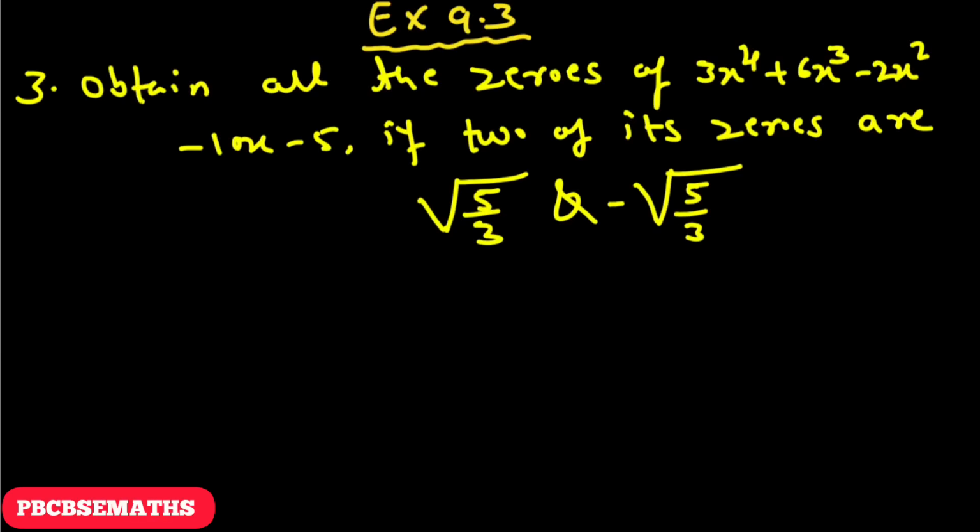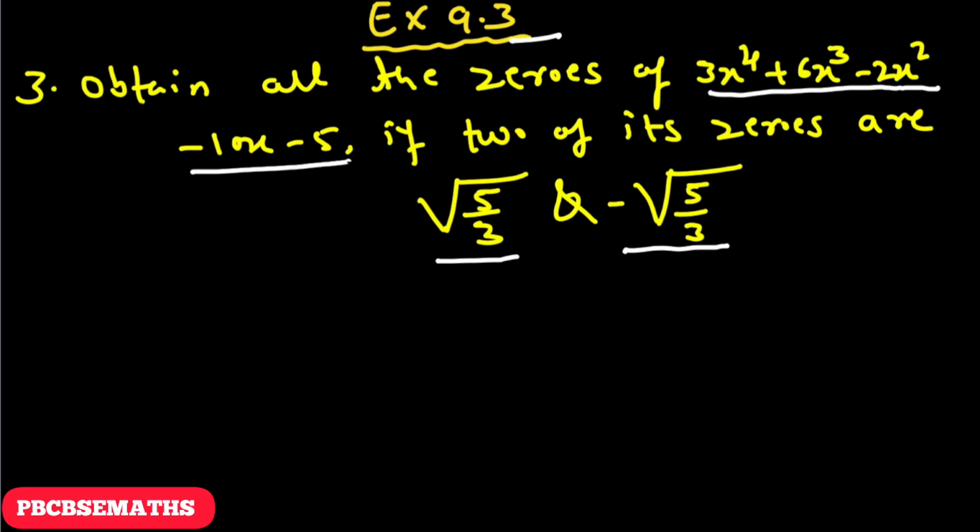Today in this video, we are going to solve exercise 9.3, third main question. In the third main question, we have to obtain all the zeros of the polynomial 3x to the power 4 plus 6x cube minus 2x square minus 10x minus 5, if two of its zeros are square root of 5 by 3 and negative square root of 5 by 3. So we have two zeros of this given polynomial, and with the help of these two zeros we have to find out the remaining zeros of this polynomial.